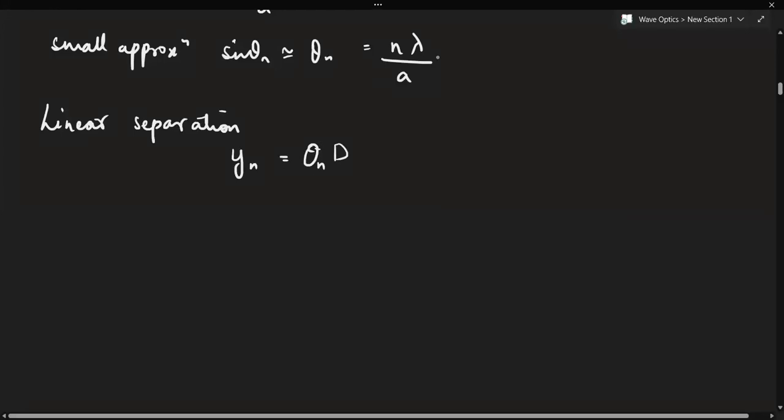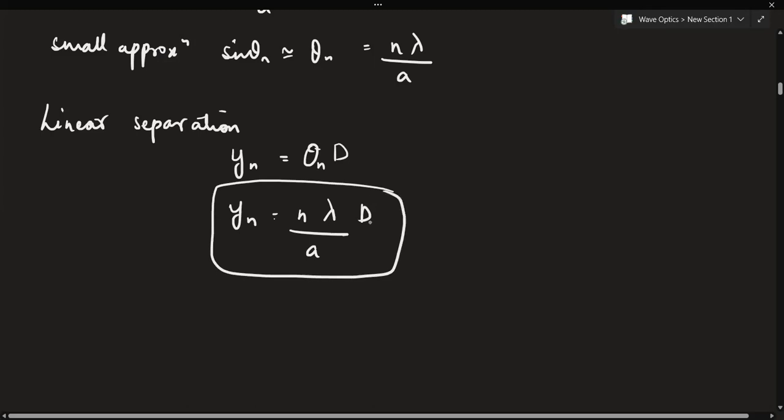Now see, theta n, if you wish, you can substitute the value. So yn will be equal to n lambda by a, this part, and then d. So yn will be n lambda d by a. So you have to use this when? You have to use this when only small approximation is valid. If small approximation is not valid, then you are not allowed to use this formula.